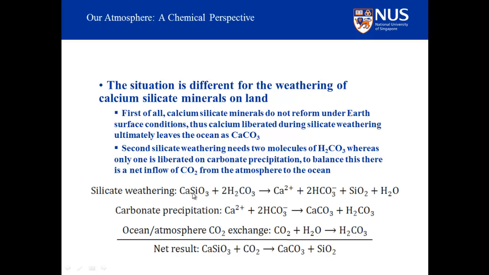If we look at these three reactions of silicate weathering, carbonate precipitation and ocean-atmosphere carbon dioxide exchange, the silicate weathering needs two molecules of carbonic acid, but the carbonate precipitation only liberates one molecule of carbonic acid, which is the reason why we need this ocean-atmosphere carbon dioxide exchange to balance the carbonic acid. But this results in a net flow of carbon dioxide from the atmosphere to the ocean.